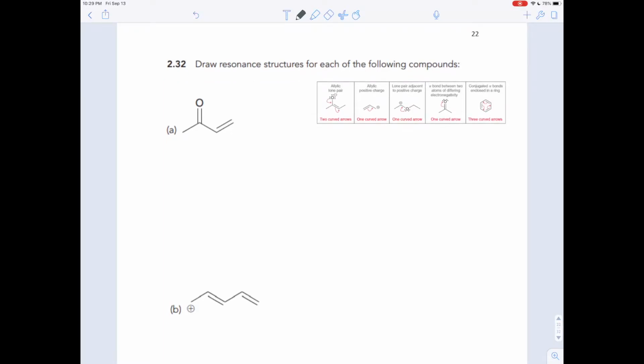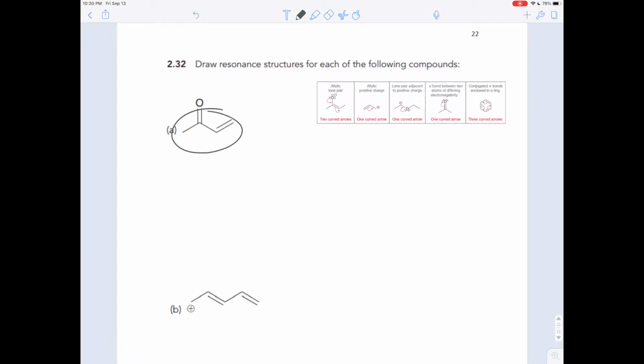In exercise 232, they're asking you to draw resonance structures for a few compounds. And in these compounds, you'll notice that there will be more than one of the 5 resonance patterns, so we'll be combining them. First step is to draw in the lone pairs.